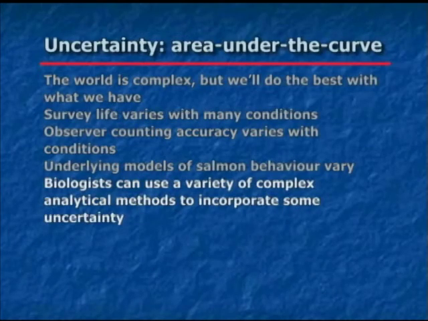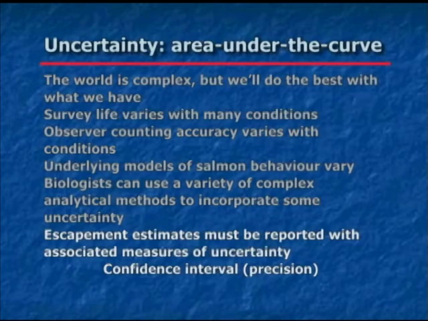So biologists, they'll often use a variety of complex analytical methods to try and incorporate some of the uncertainty in the estimates. And we aim to report our escapement numbers with these measures of uncertainty. So sometimes we'll report confidence intervals or precision, or we'll indicate the bias or the error levels in our estimates. It's something that we aim for. We don't always do, but we should be doing, and we encourage others to do that as well.